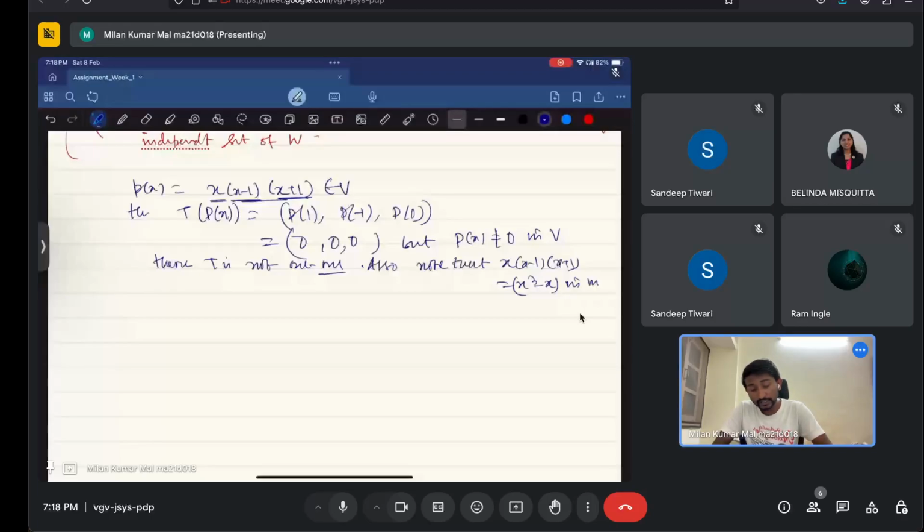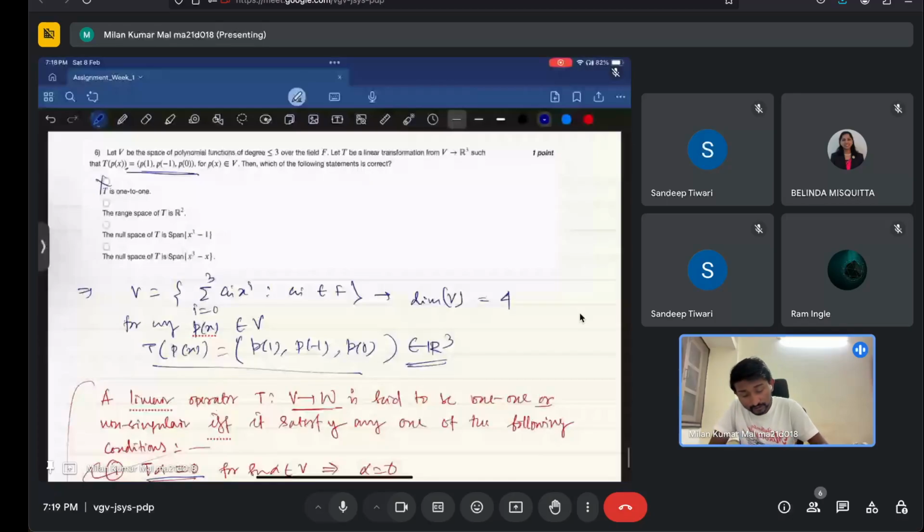So is the range space of T R square or not? Sorry, this will be R cube. This is false. Okay, R cube or not, so we will check that this is R cube. So how to do this? We have to consider each polynomial separately. So let's first consider p(x).